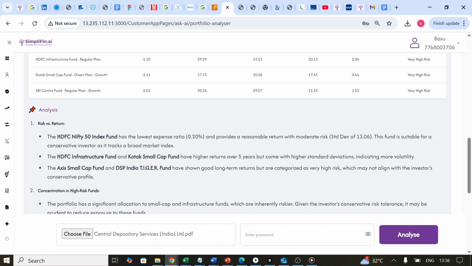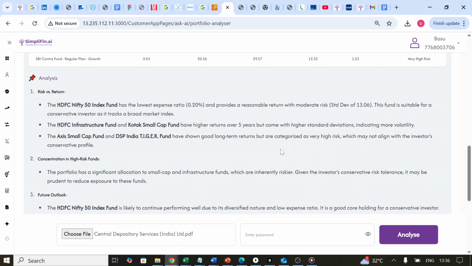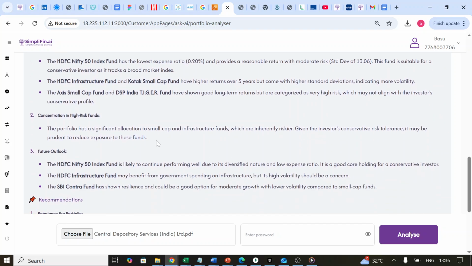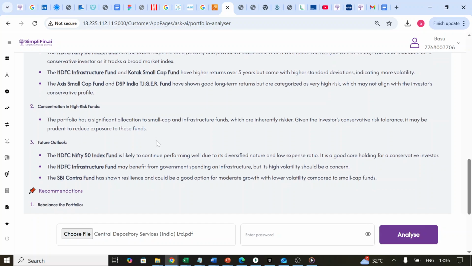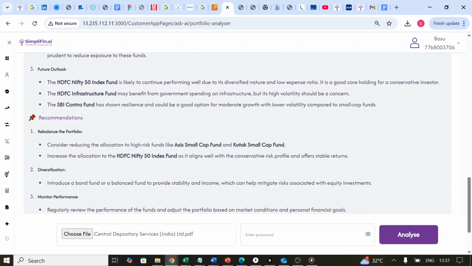We also look into the expense ratio part, and there is also the standard deviation to understand the risk of that particular fund. And then we also look into the concentration. These funds may be concentrated more into small cap or infrastructure, and then there is a future outlook. And then there are also a few recommendations which are provided.